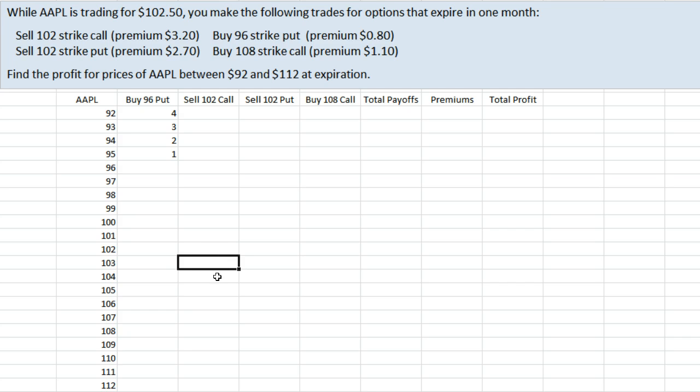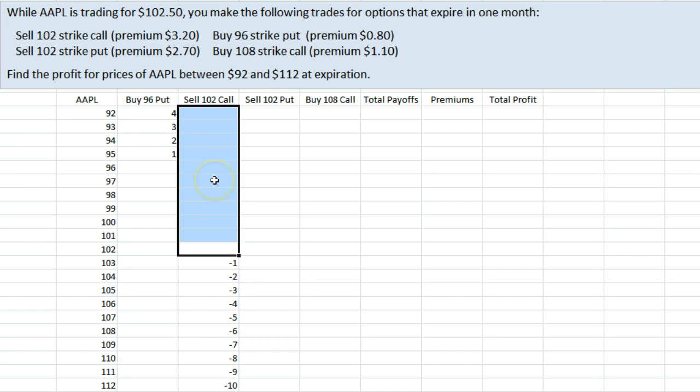So a call has a payoff of $1 if the stock price is 103 and the strike price is 102. And since we wrote the call, we are making that payoff. Our payoff is -1. 104 is 2 more than the strike price. 105 is 3 more than the strike price, and so on. I'm just going to drag this down like this. Again, at prices of 102 or less, the person who has purchased this option is not going to exercise it, which means that their payoff is 0 and our payoff is 0.